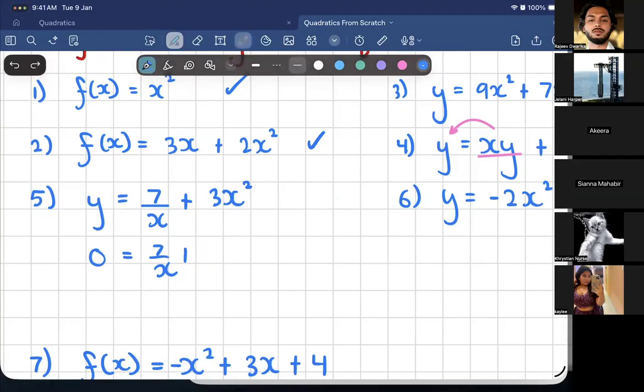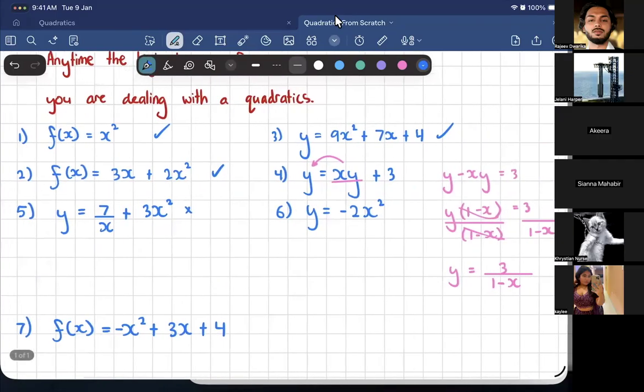Oh, okay. Wait, you're thinking to find the LCM? Yeah. If you find the LCM for this, it would be x, because 1 could go into x times, and 3x squared by x is 3x cubed. It would really be 7 plus 3x cubed over x. And again, that is not to the power 2, so that could never be a quadratic. Long story short, if all you see is x in a fraction, that could never be a quadratic. Never, never.